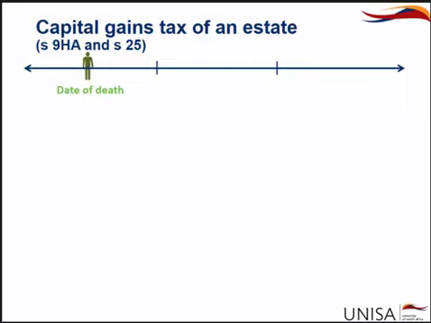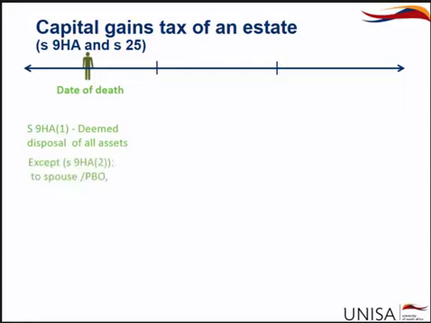If we have a look at the effect of capital gains tax on an estate, where we have the deceased, remember when somebody is deceased, their year of assessment ends on the date of their passing. For capital gains tax purposes, that person, the deceased person, is deemed to have disposed of all of their assets the day before they passed away, except for assets that are bequeathed to the spouse or to public benefit organizations, long-term insurance policies and lump sums.